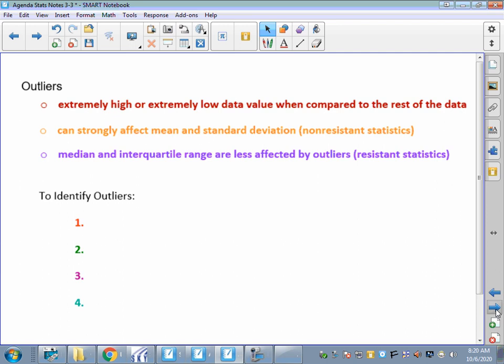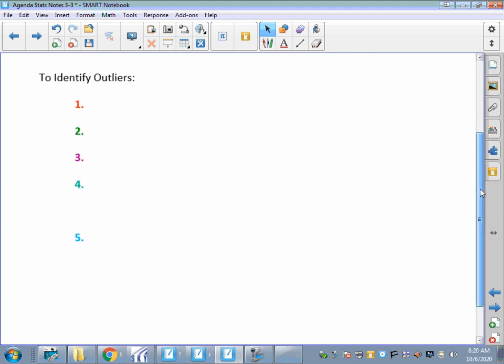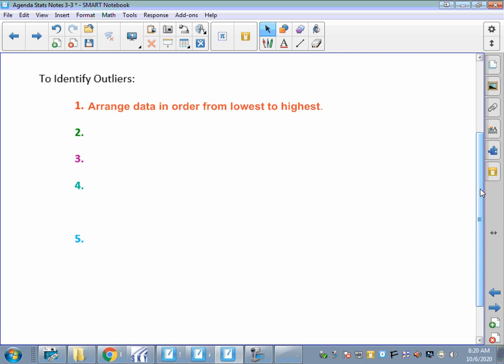Those guys are resistant. So to identify outliers, I'm working on the premise here that you have kind of wrapped your brain around Q1s, Q2s, and Q3s. So in order to find outliers, you're going to arrange your data because that's what we do. You're going to find your interquartile range, which means you're going to need to know Q1, 2, and 3. So I'm just jumping ahead, assuming you've already done that. Once you know your IQR, you're going to multiply that by 1.5. So the IQR times 1.5, and then we use that.